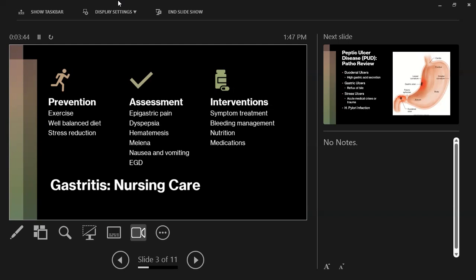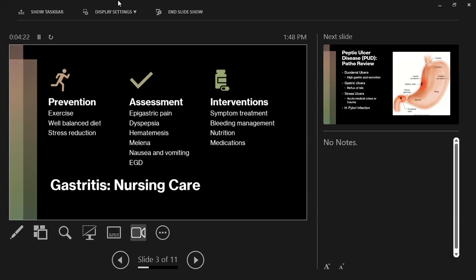Assessment also, of course, includes the EGD. It's the most useful diagnostic tool for gastritis. Typically, a biopsy is also taken to determine the cause or type of gastritis. So we're looking at that risk for H. pylori infection. For patients with chronic gastritis, symptoms are often vague and usually only present as upper abdominal discomfort or epigastric pain after they eat. However, with chronic gastritis, patients might also develop anorexia or decreased appetite.